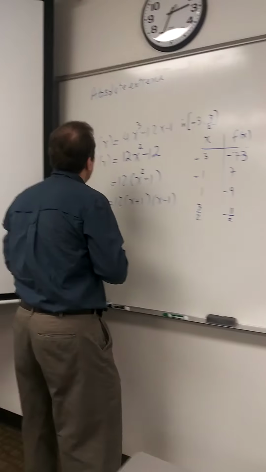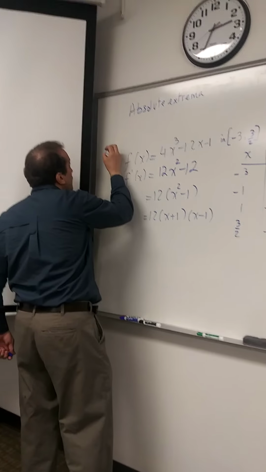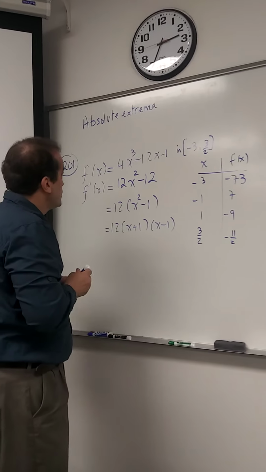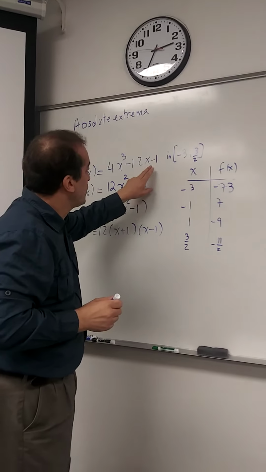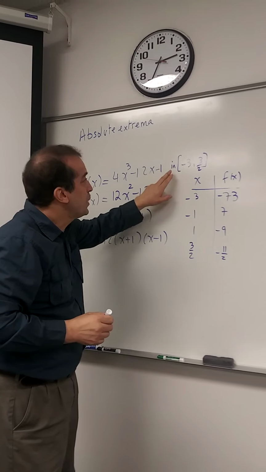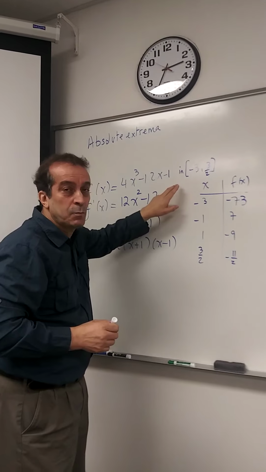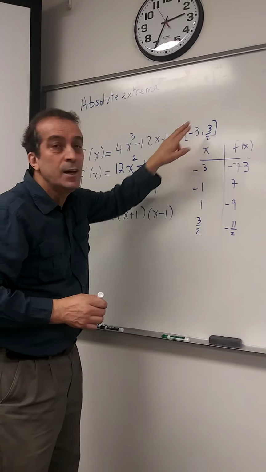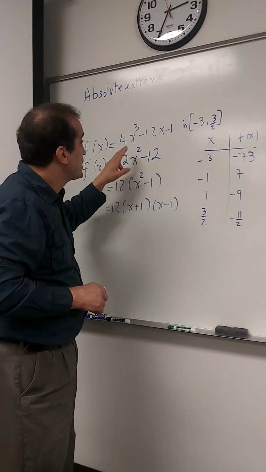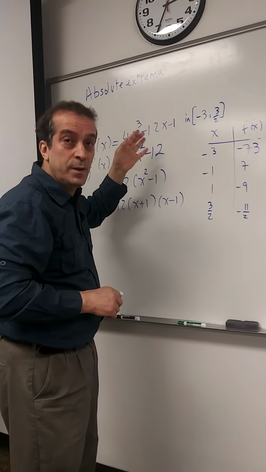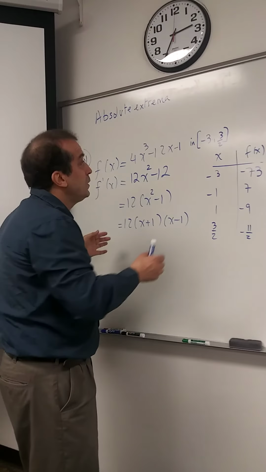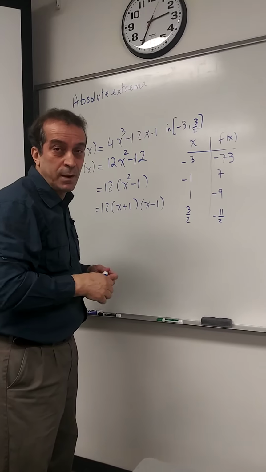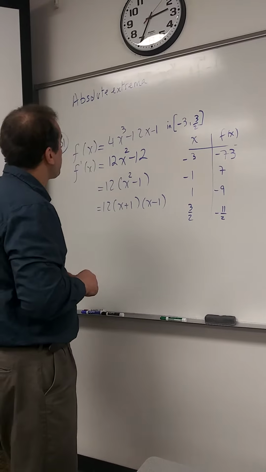We're going to do this example. We'll call it 201. We have a function f of x equals 4x cubed minus 12x minus 1. And they want you to find the absolute maximum and the absolute minimum in this interval from minus 3 to 3 halves. This function here tends to infinity when x tends to infinity. So you have to limit the interval in order to figure out what is the absolute maximum and minimum.